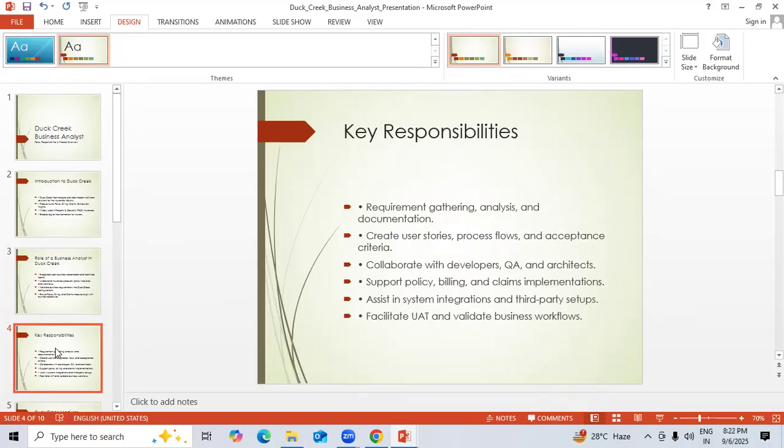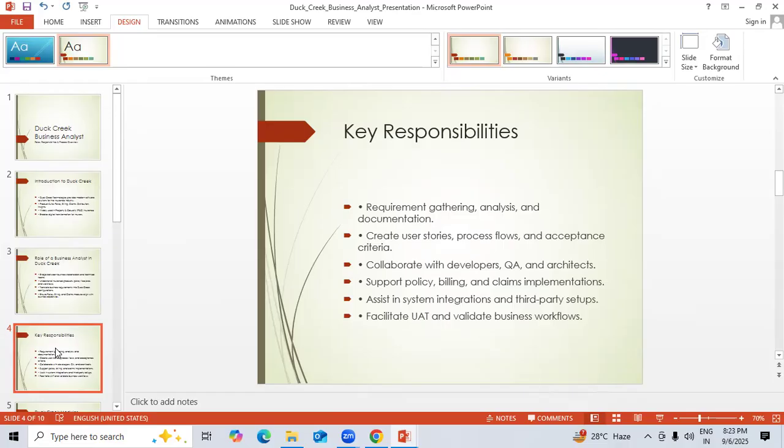Now, these are the key responsibilities. As a business analyst, we do requirement gathering, analysis, and documentation. At the same time, we also create user stories, process flows, and acceptance criteria as well. We collaborate with the development team, quality analyst team, and architects to make sure requirements are understood well in advance by them so that they can develop the technical solution accordingly.